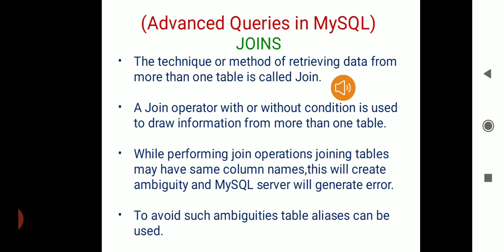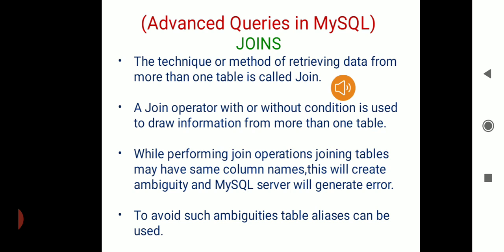The technique or the method of retrieving data from more than one table is called join. That means if you want to retrieve data from more than one table, you have to make use of the join operator. This join operator can be without a condition or with a condition. The join operator with or without a condition is used to draw information from more than one table. There are several types of joins practiced in databases, which we are going to discuss in the next slide.